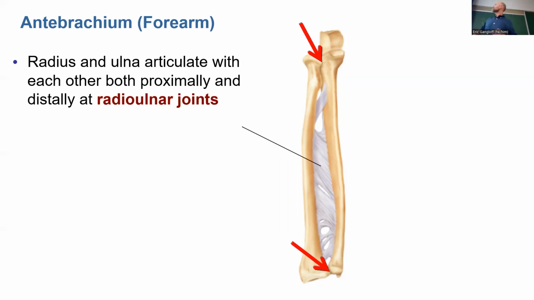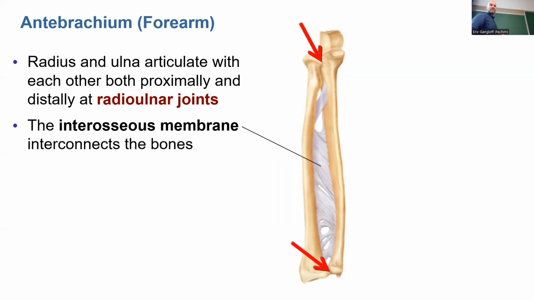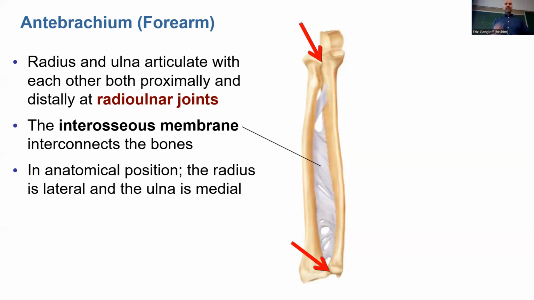So we have these two bones running more or less parallel. They have articulations at the proximal and distal end. And between them, we have something called the interosseous membrane. So this is composed of dense, regular connective tissue. And it's this membrane between these bones that really binds them together and holds those two bones very tightly in that position. And I mentioned this earlier, in the anatomical position, the radius is lateral. So this is our radius over here, and the ulna is medial.